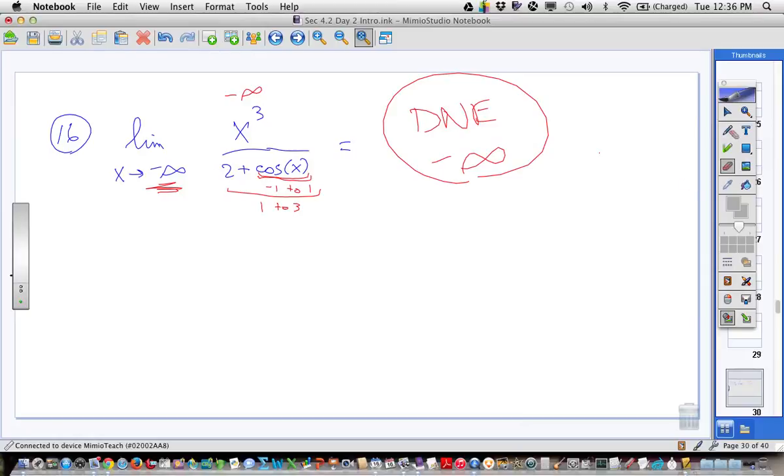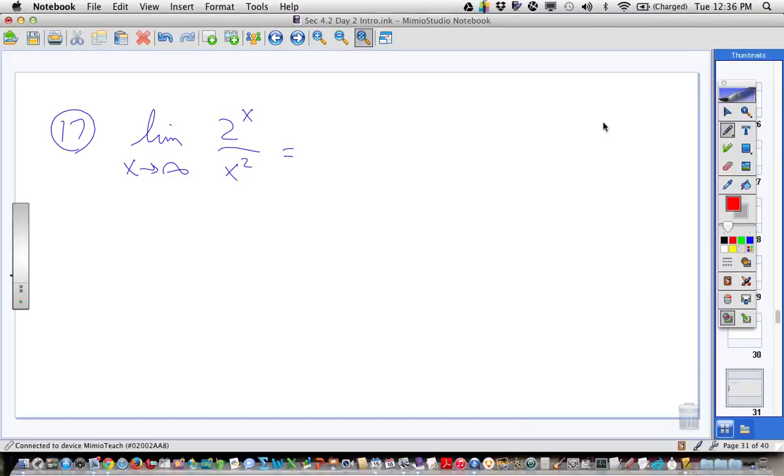All right. So that's one that you really kind of have to reason your way through. And that new rule we get today, L'Hopital's rule, won't work on this. So some of these problems, the only way to get them is to kind of reason your way through what those functions do. All right, 17.